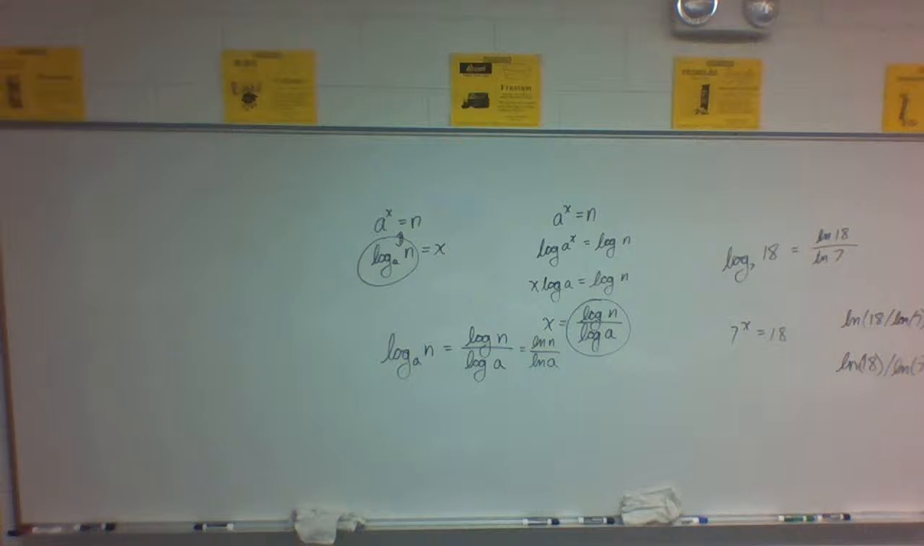We expect to get 1 point something, don't we? Because if x were 2, then I would have had not 18 there, but 49 or something. Okay. So we go log. I'm going to do this. Log 18. 1 point. Close it. Divided by log 7. And we get, whoop.